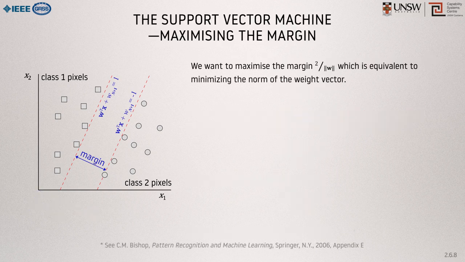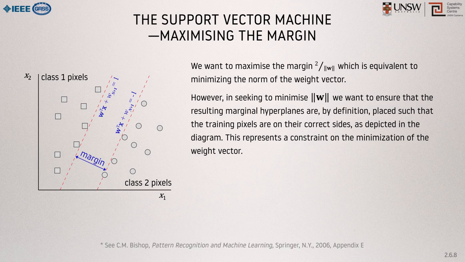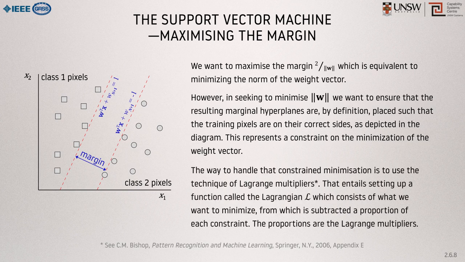Thus, in seeking to maximize the margin, we want to minimize the norm of the weight vector. However, unless we constrain that objective, we could make the margin as large as we like, but that will undoubtedly cause some of the pixel vectors to fall onto the wrong side of their respective marginal hyperplane. So we have to introduce a constraint to make sure that that does not happen. Such a constrained minimization or optimization problem can be carried out by the process called Lagrange multipliers, in which we set up a Lagrangian function as in the next slide.